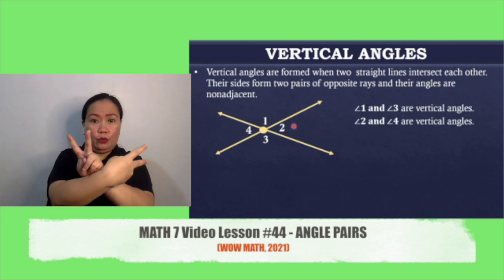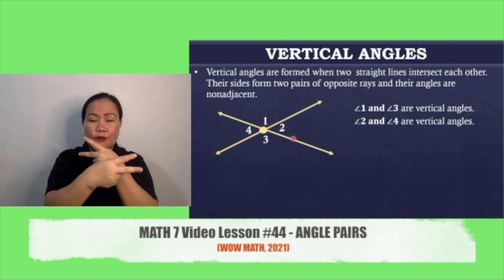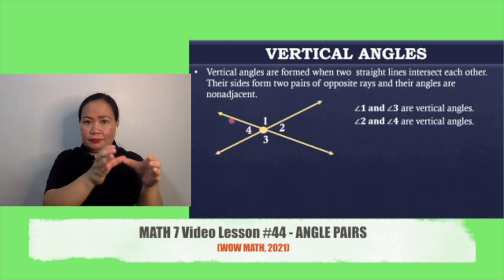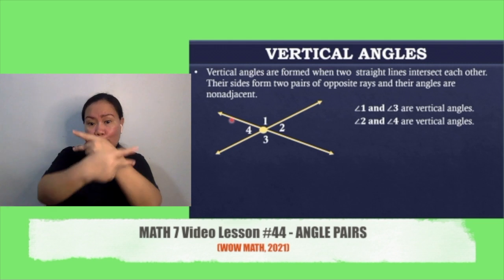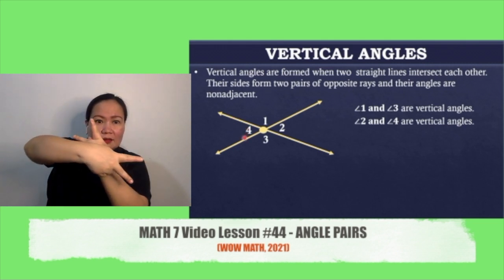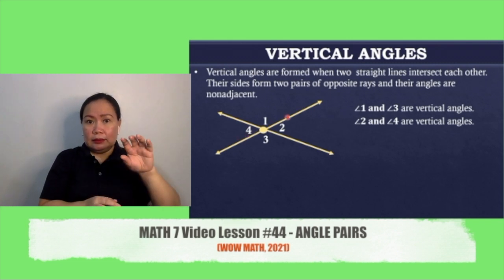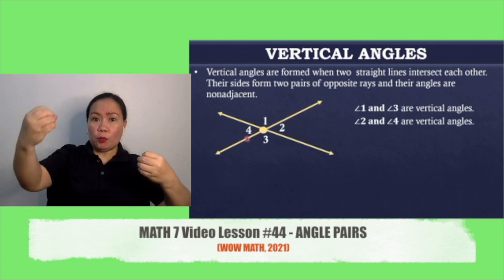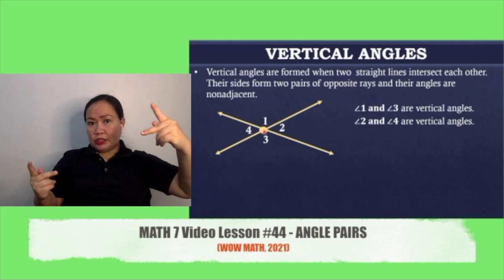Okay, so ulitin ko, wala po silang common side. So, ito yung side ni angle 2, ito yung side ni angle 4. So, para malaman ninyo na vertical angle sila, wala po silang common side. And, mas madali siyang makakita, tapatan po sila. Okay? So, aside from that, yung uncommon side nila, halimbawa ito, side to ni angle 4, ito side ni angle 2, yung uncommon side nila ay opposite rays. Ito rin po, side ni angle 4, side ni angle 2, opposite rays po yan.